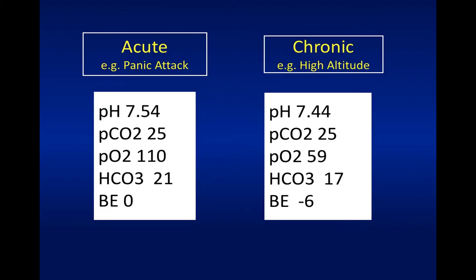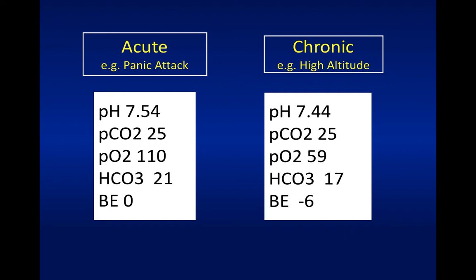Here are some examples. An acute one, panic attack, and a chronic one, high altitude. Normally these people climb up to high altitude and spend a lot of time acclimatising and getting used to it, so their kidneys will have a chance to compensate. Should we go through those, or should we move on? The viewers could pause and have a look at that and apply the rules themselves, couldn't they? They could. I think that's a good idea.